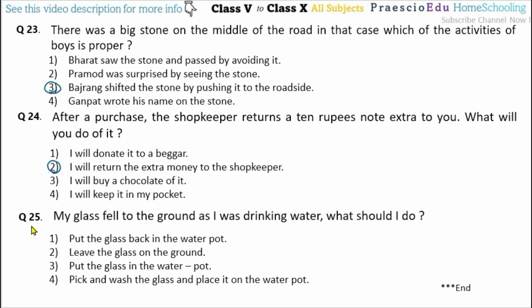Then question number 25: my glass fell to the ground as I was drinking water. What should I do? Option number 4 means pick up and wash the glass and place it on the water pot. So option number 4 is the correct one.